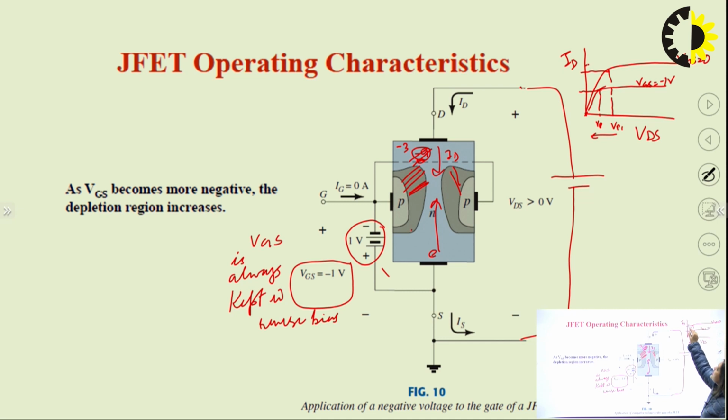Here the current was IDSS, and here the amount of current will also reduce, which means the maximum current will reduce, and the pinch off voltage will be shifted towards the left side. Because we have applied the extra reverse bias from here, due to that extra reverse bias the pinch off condition will appear earlier in comparison to the VGS 0 situation.